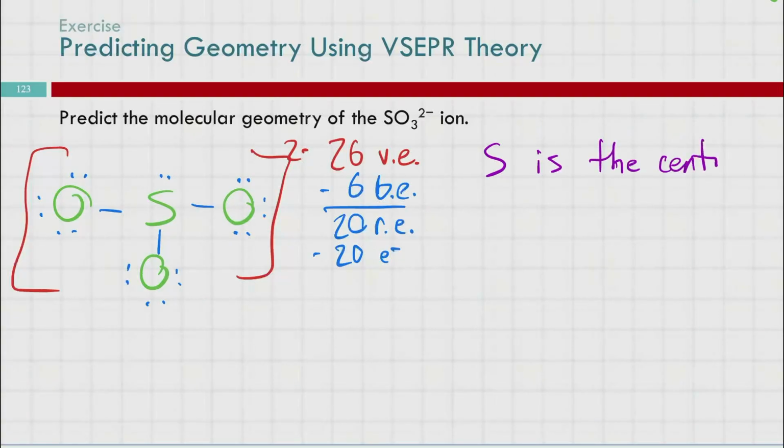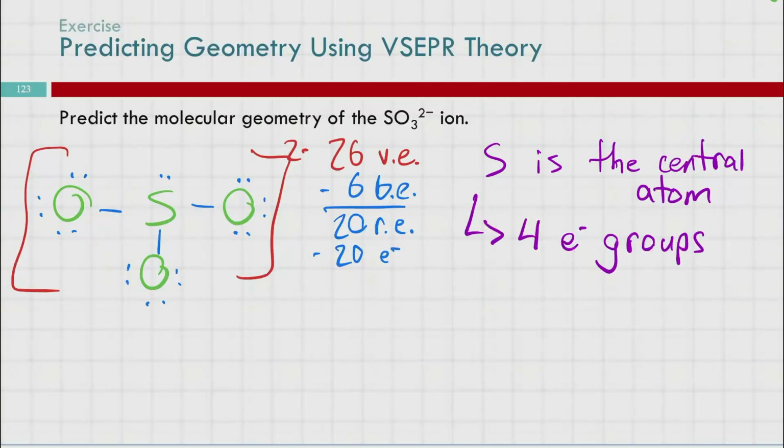So we're looking at what things are connected to sulfur. On sulfur, the way that we've drawn it up, the way that we know how to draw it up for this class, we have 4 electron groups. And within those 4 electron groups, 3 of those are bonds. We've got 3 bonds and 1 lone pair.